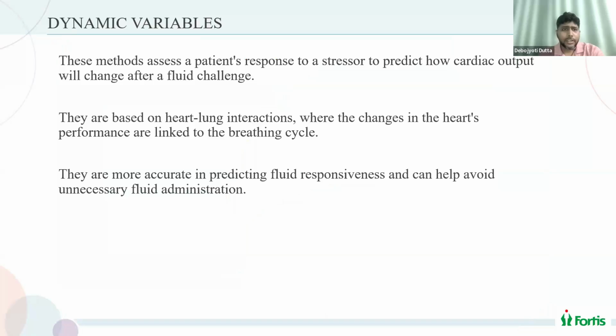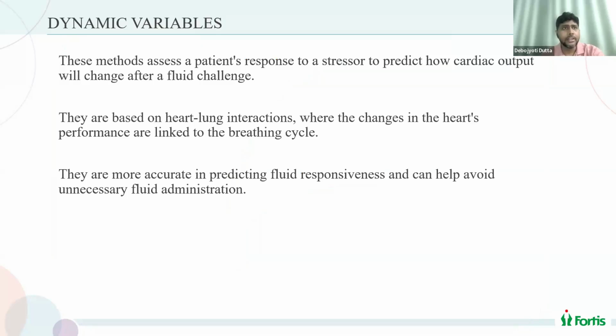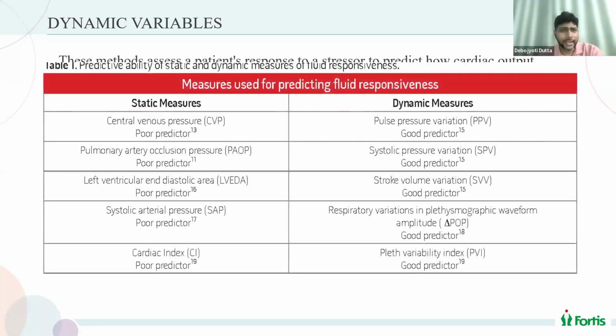This cardiac output can be measured directly or by other surrogates like pulse pressure variation and stroke volume variation. So dynamic variables are the access to the patient's stressors to predict how cardiac output will change after a fluid challenge. They are more accurate in predicting fluid responsiveness than static variables. So these are the dynamic and static variables used day-to-day in fluid responsiveness assessment.